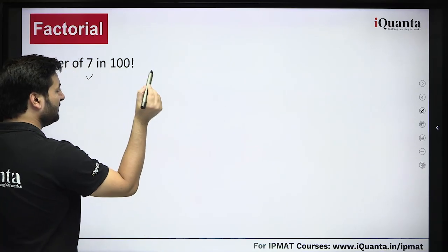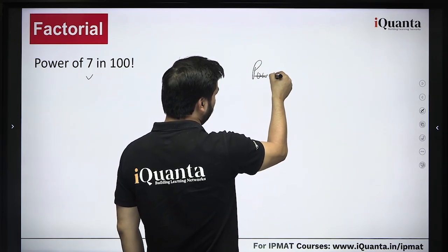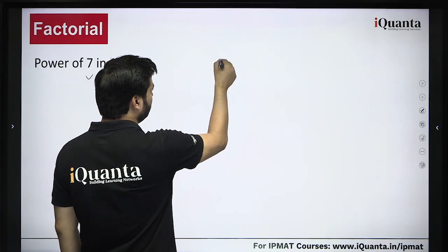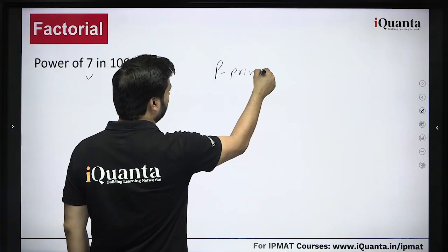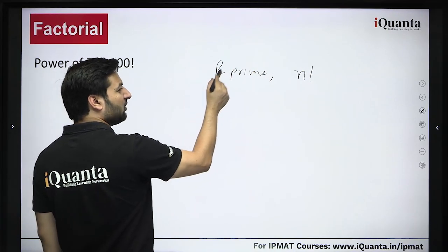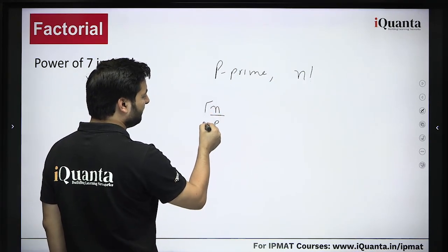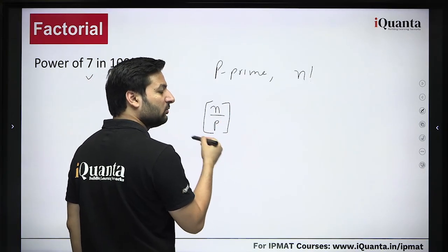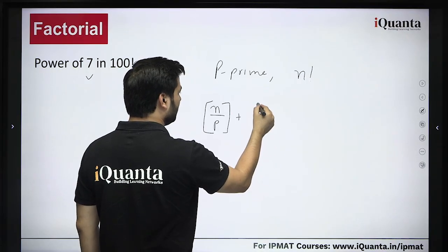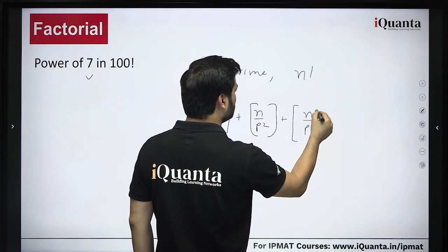So, the shortcut is, if you have to find out the power of a prime in any factorial, then say P is your prime number and you have to find its power in n factorial. Then the power of the prime in n factorial is given by n upon P, and we will find out its greatest integer value. How to do it? I will tell you, okay. And then n upon P square, then n upon P cube and so on, so on, so on, okay.